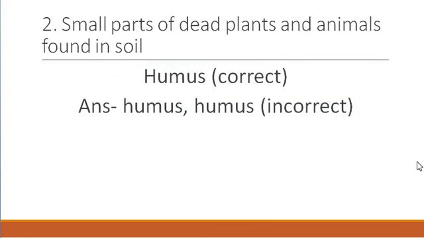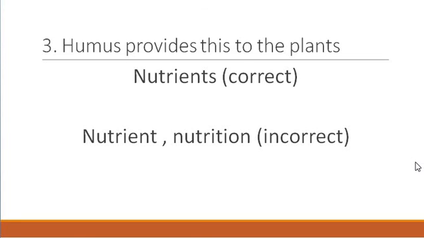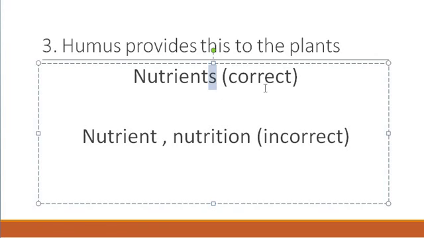Okay, moving on to the third example for the same, and then we will end today's lecture. Humus provides this to the plants. So the answer is nutrients. Now sometimes, as you can see, my dear students, the answer contains the plural form of the word. And what do you do? You just write nutrient. S is missing here. So if the plural form is not there, though your answer is correct, the computer will count it as wrong or incorrect.